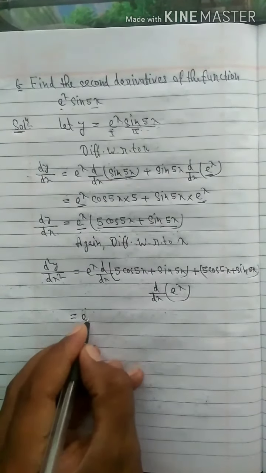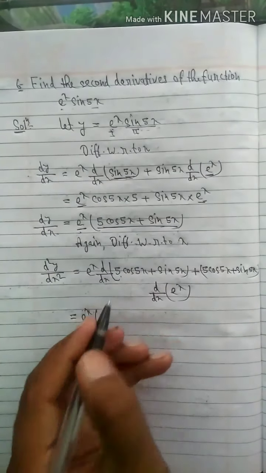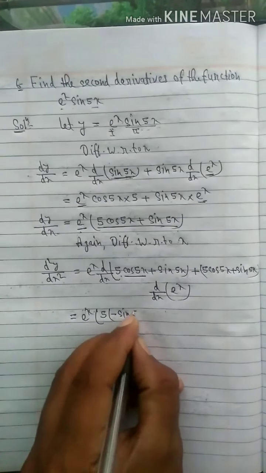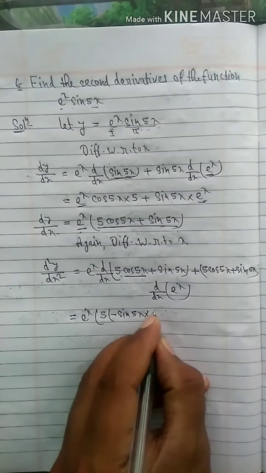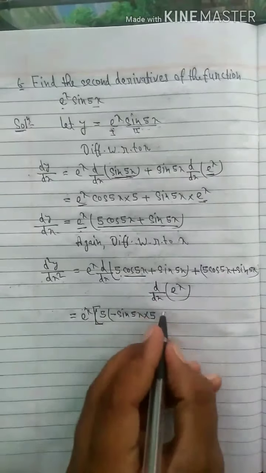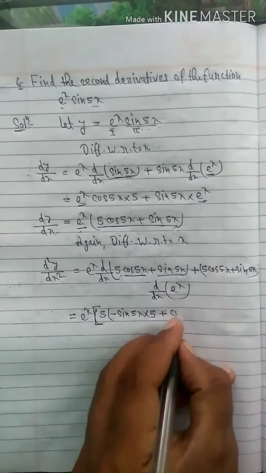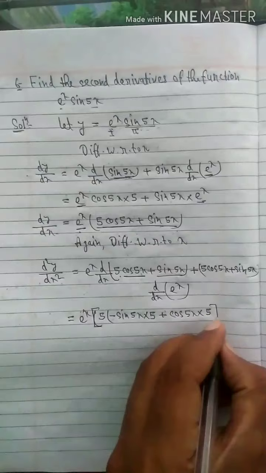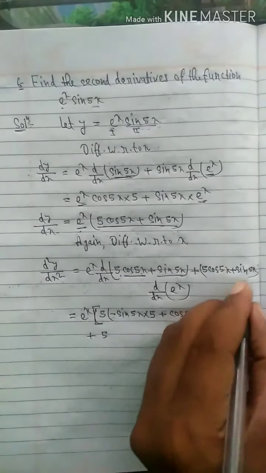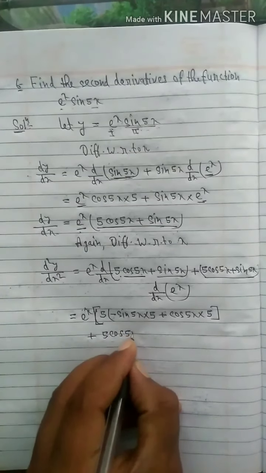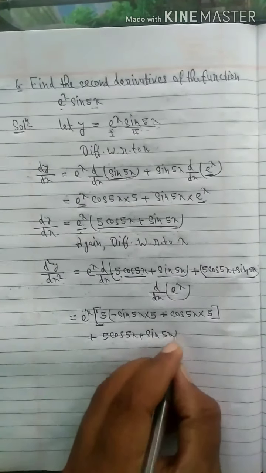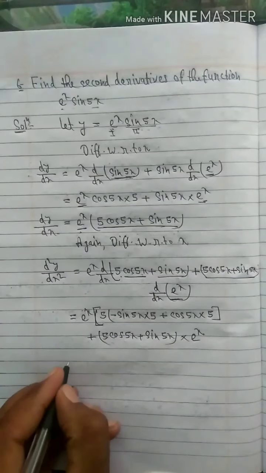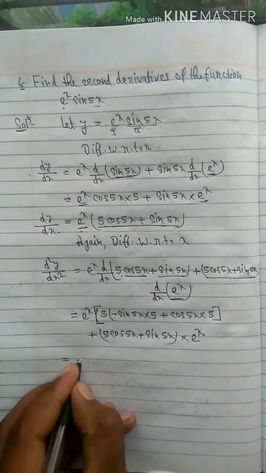Now differentiate it: e to the power x into 5 is the coefficient, the derivative of cos 5x, so minus sin 5x into the derivative of 5x, which is 5, plus sin 5x, the derivative of sin 5x is cos 5x into the derivative of 5x, which is 5, plus 5 cos 5x plus sin 5x into, and now the derivative of e to the power x will be the same, e to the power x.